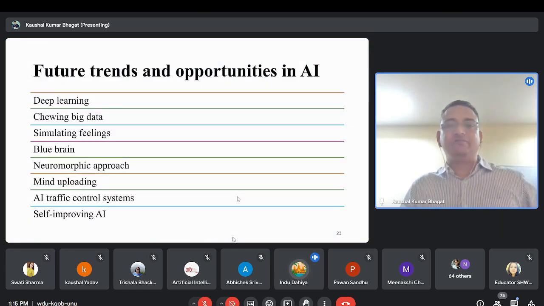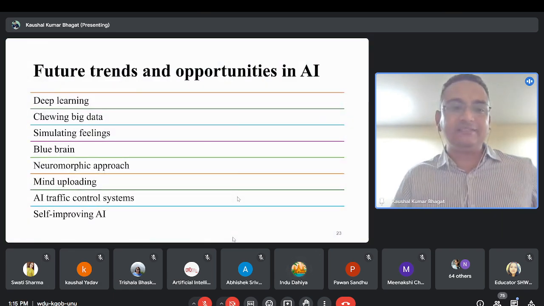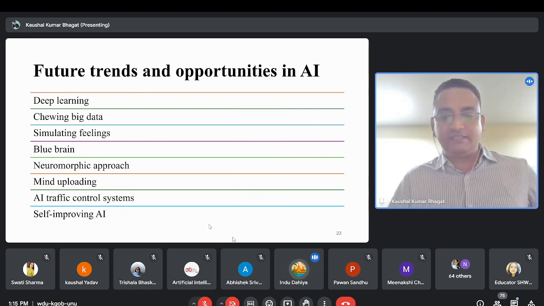Next, about the future trends and opportunities in AI. A lot of new applications are coming.